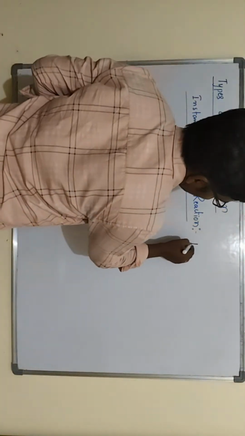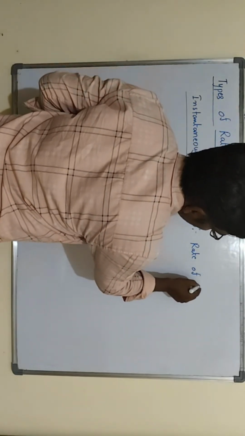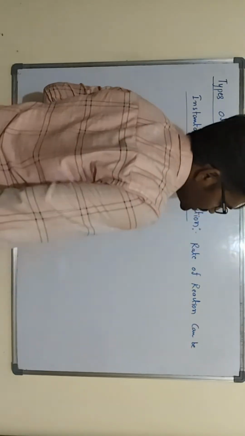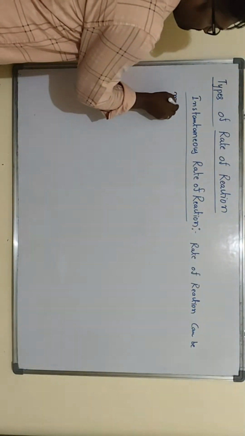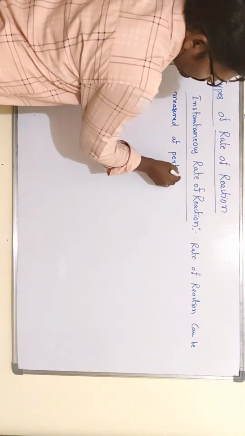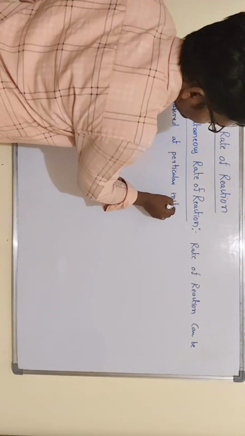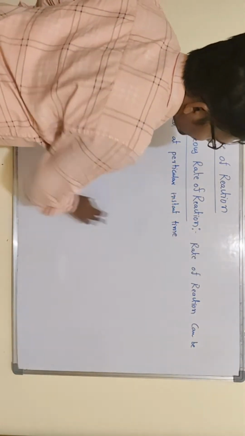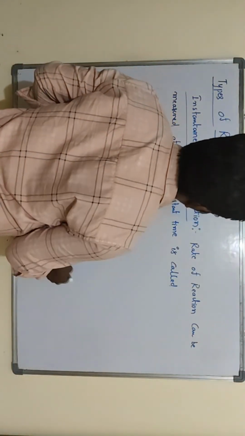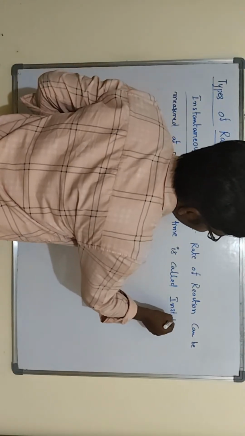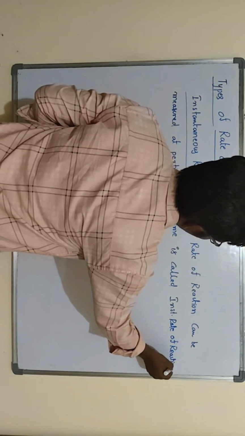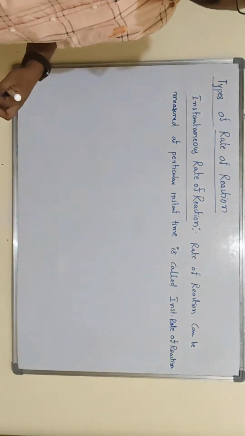So rate of reaction can be measured at a particular instant of time, and that is called the instantaneous rate of reaction. Remember, my dear students. So this is the instantaneous rate of reaction.